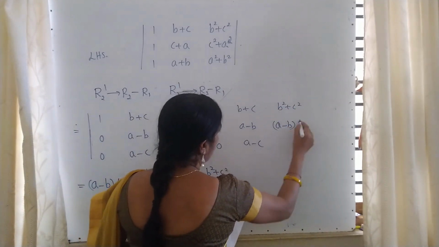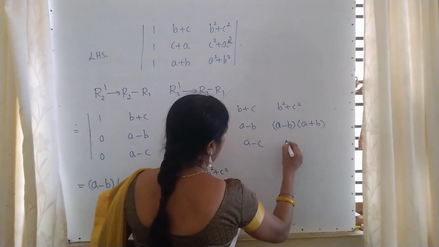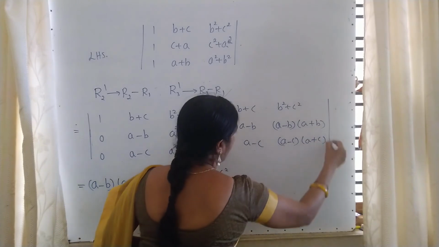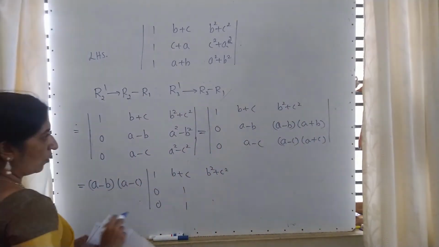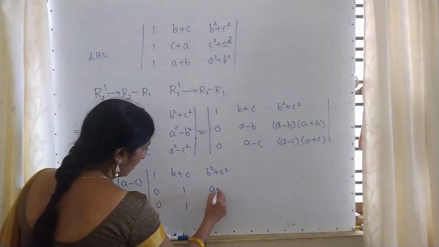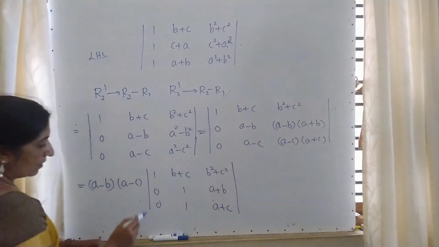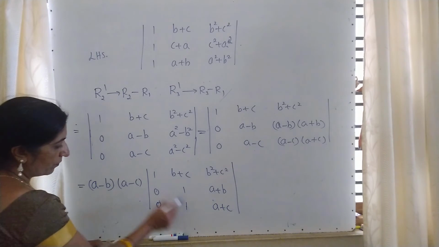A minus B, A plus B. Yes, understood. I have to take a common, then write down the remaining: A plus B, A plus C. See, these two elements are 0. Try to make this element 0.